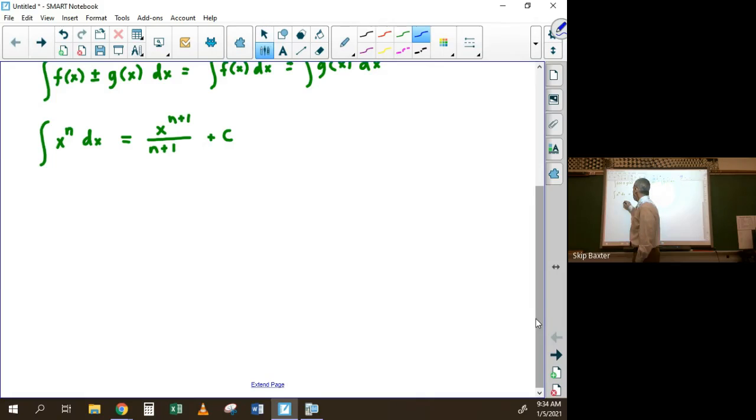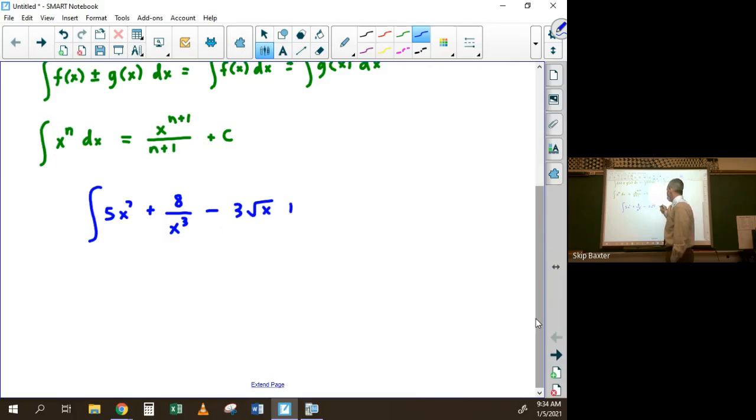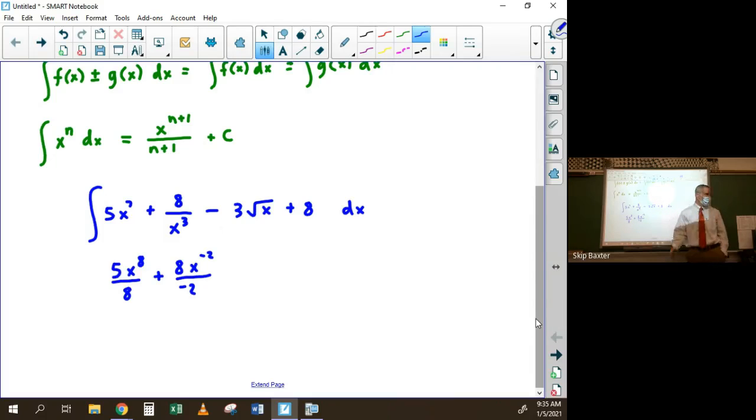So if I have something like the integral of 5x to the 7th plus 8 over x cubed minus 3 radical x plus 8 or something like that, dx, you just integrate piece by piece. The first piece would be 5x to the 8th over 8. The second term is really 8x to the negative 3. So this would be 8x to the negative 2 divided by negative 2. You add 1 to negative 3.